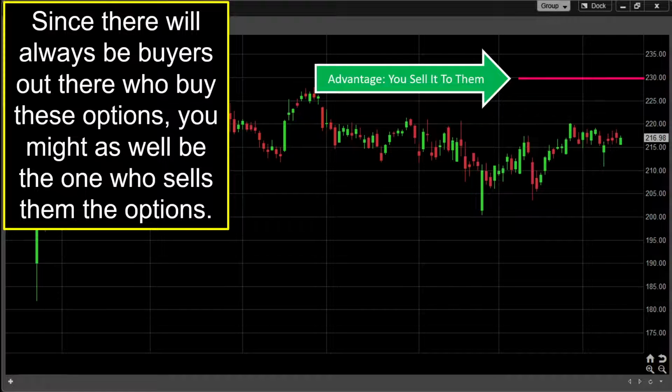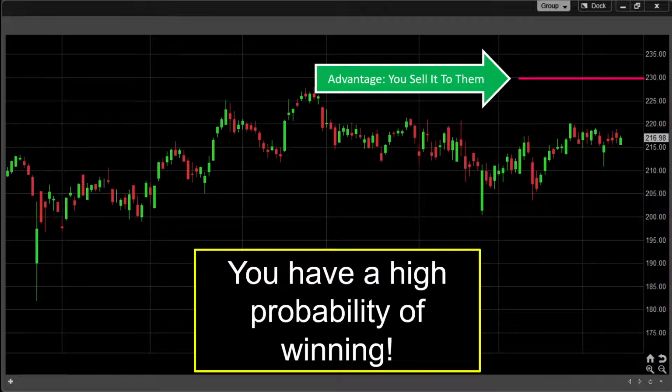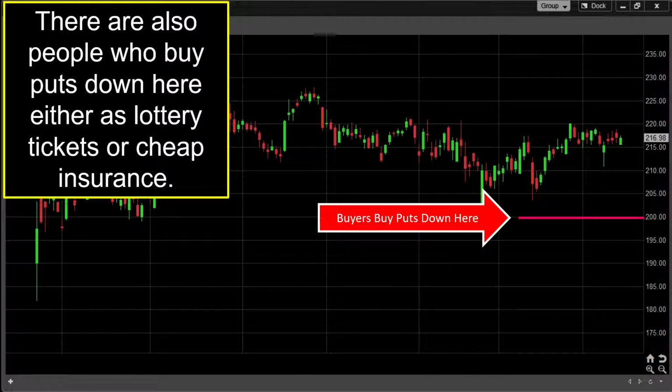And again, probability comes from what the stock has done in the past. It looks at what the stock moved, how it moved, and where it's likely to go in the future just based on price. When you sell these options, you have a high probability of winning. And the same goes for puts. Now, there are people who buy puts way under the market. Why would they do it? Again, lottery tickets. They think the stock will go down, they buy a $200 put. Well, unless the stock goes down $17 to $20 a share, they're not going to make any money.